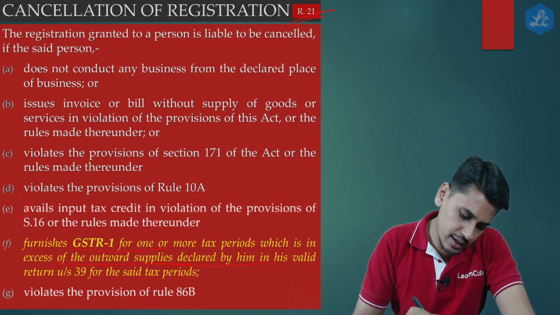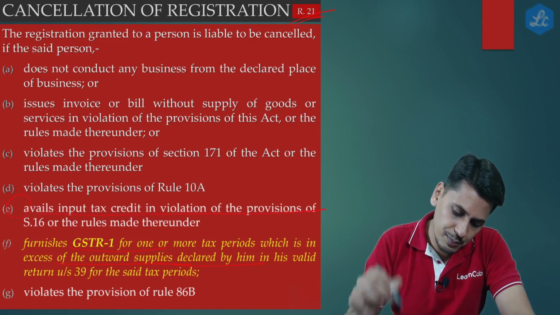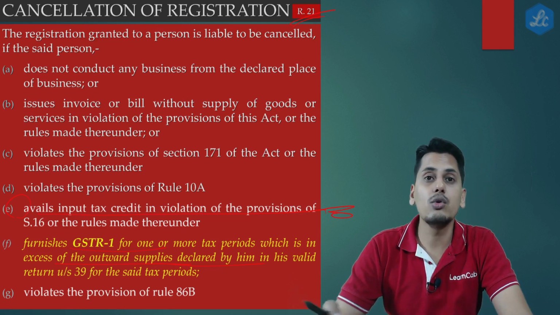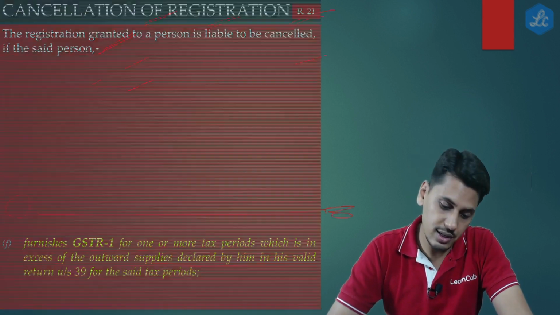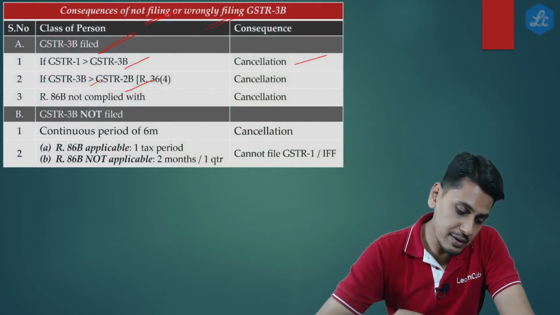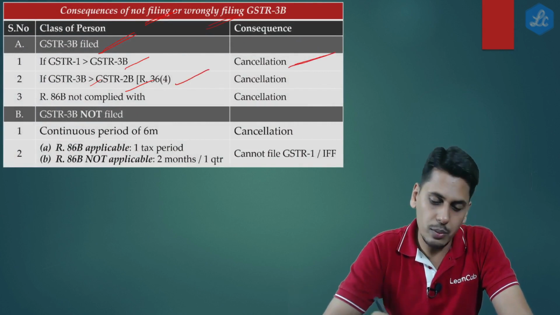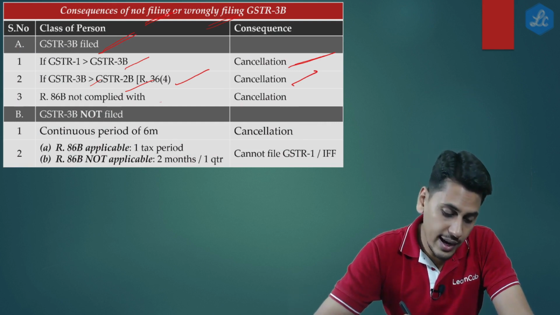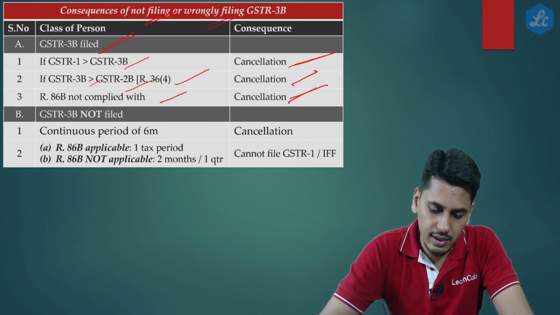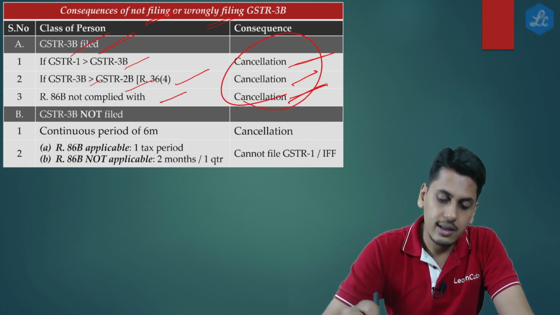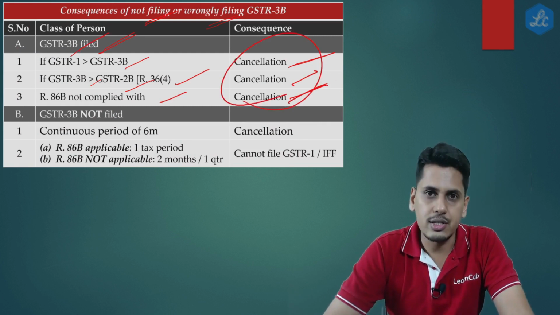It says, point number E, if a registered person avails input tax credit in violation of the provisions of section 16 or rules made thereunder, the registration is liable to be cancelled. So friends, if 1 is greater than 3B, cancellation grounds. 3B is greater than 2B, cancellation grounds. Rule 86B is not complied with, cancellation grounds. So if you file 3B but it is not filed correctly, it is a ground for cancellation of registration.